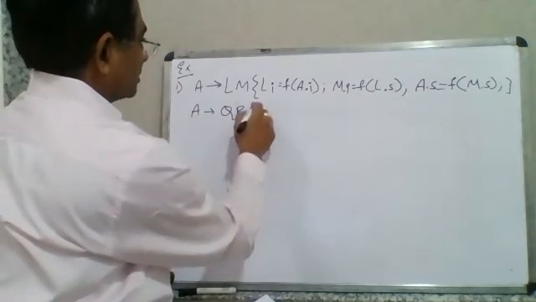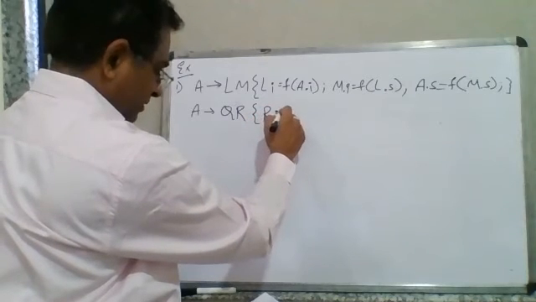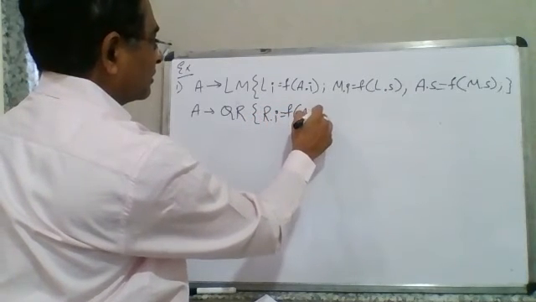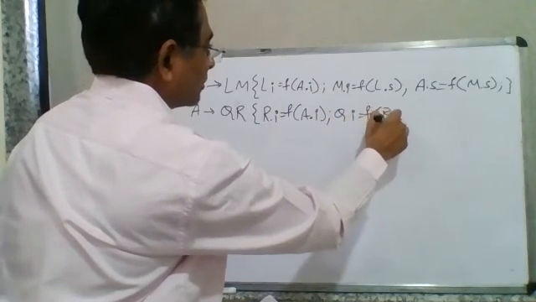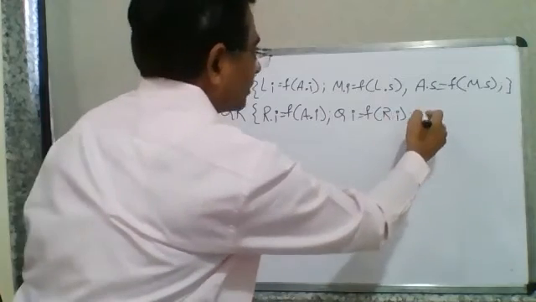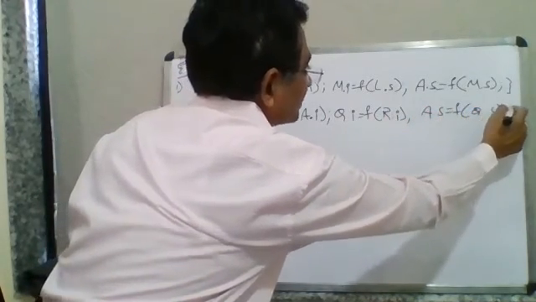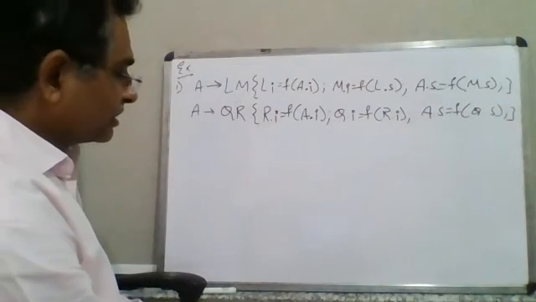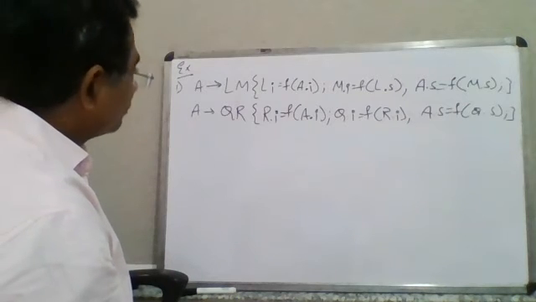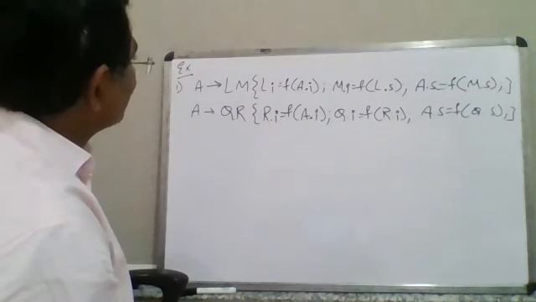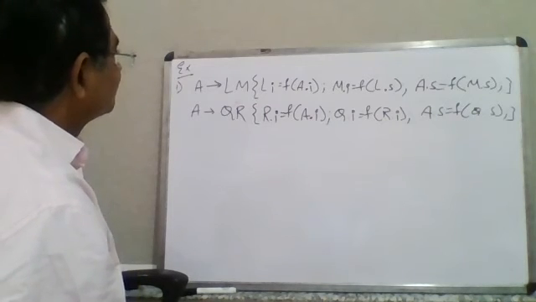If this is the situation, and these are the two productions which are there: R.i is a function of A.i, and Q.i is a function of R.i, and A.s is a function of Q.s. If this is the situation given to you, then the question is whether it is S attributed, L attributed, both, or none. So you need to find out whether it is S attributed or L attributed or not. The question is clear, no?